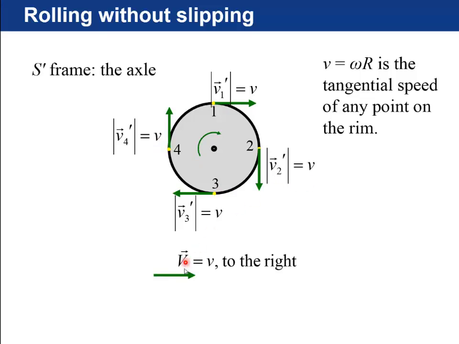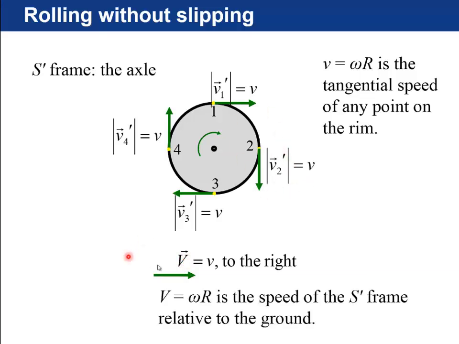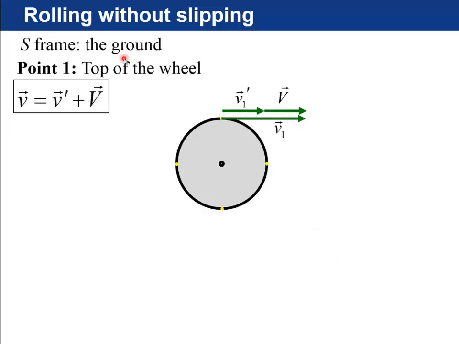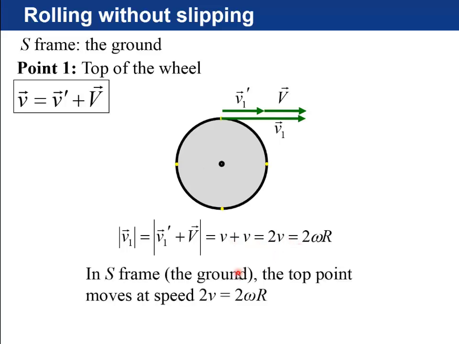So now we're going to add this capital V to the right to all of these vectors, which is the speed of the S prime frame relative to the ground. So in the ground frame now, we've got the new velocity is v prime in the prime frame plus this capital V. So the point 1 at the top of the wheel, it'll be v1 plus V. They're both little v, and you get 2v, 2 omega r.